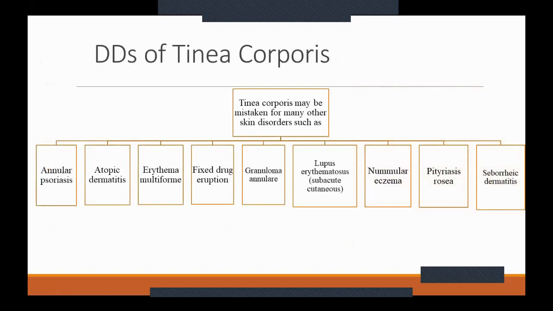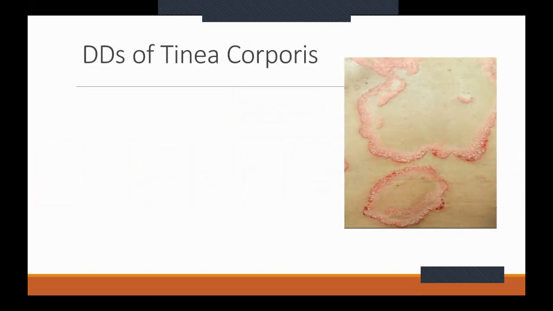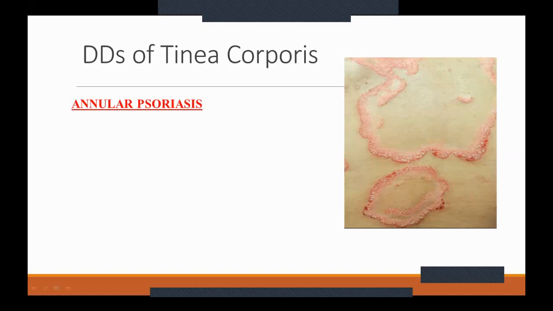So coming to the differential diagnosis of this condition, we have annular psoriasis, atopic dermatitis, erythema multiforme, fixed drug eruption, granuloma annulare, lupus erythematosus, nummular eczema, pityriasis rosea, and seborrheic dermatitis. So this is a case of annular psoriasis, not very common. It has silvery scales, as we can see, and the patient might also present with some family history of psoriasis and other features of psoriasis like psoriatic patches on other body parts and pitting of the nails.